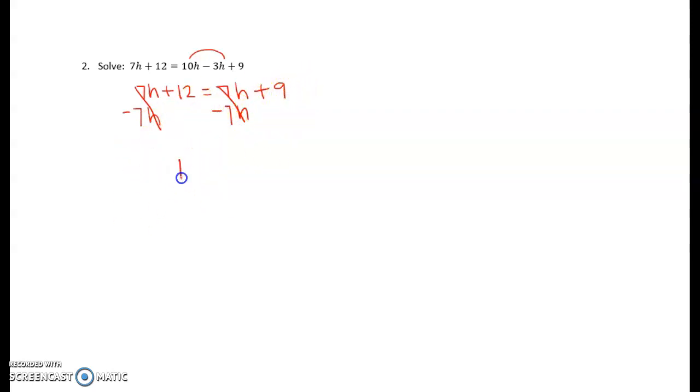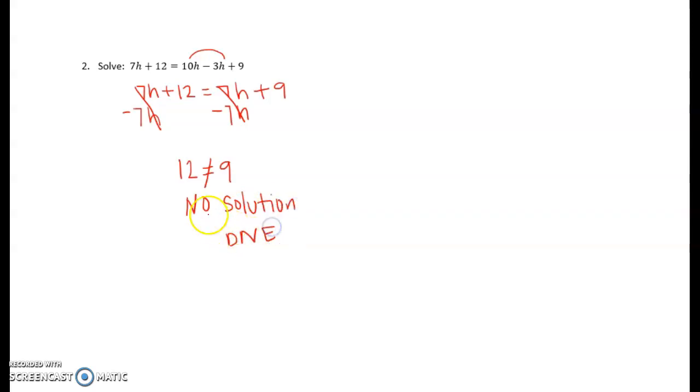So all that we have left is 12 equals 9. Now, is that true? Does 12 equal 9? Well, no, it doesn't. And so this would be no solution, or you could put does not exist, DNE.